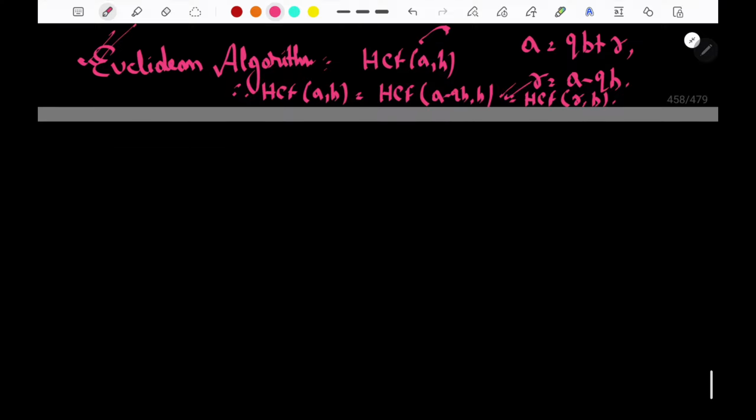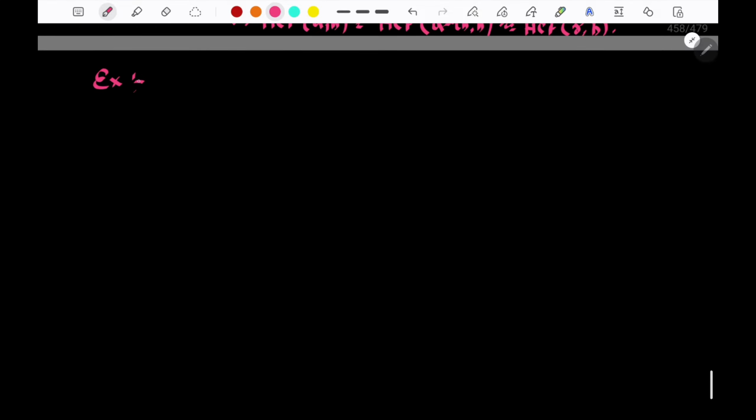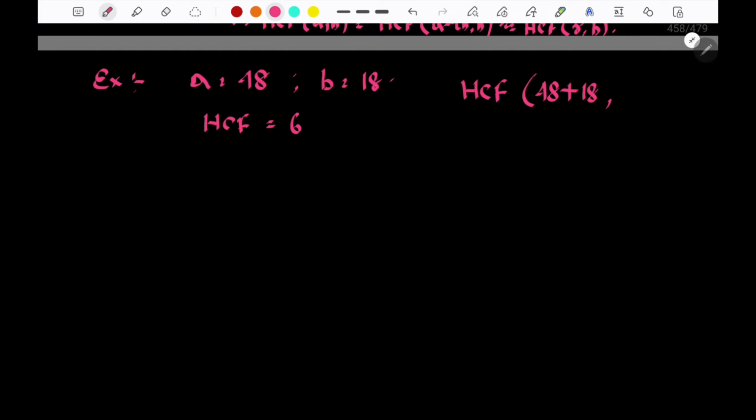Okay, if we need to take an example, let's say again I will choose the same, A is 48, B is 18. Now what is the HCF? We know HCF is equal to 6. So now we can check one thing. HCF of 48 plus 18 comma 18. Now 48 plus 18 is what? It's 66. HCF of 66 comma 18. So what is the HCF? 6 is the greatest common factor. So this will be equal to 6 itself. So this is true.